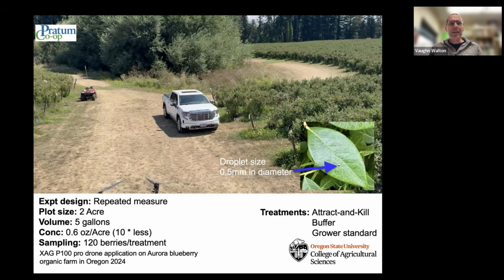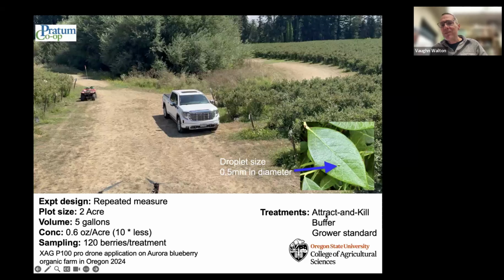We were sampling in the field itself 120 berries in each of those plots, evenly distributed through the plots, and we did that twice a week. And so we would bring those berries back to the lab, look at them on the day of collection, and send the data back to our growers to tell them what the data looked like, helping them decide whether they're going to go and do a full cover spray, whether the attractant kill is working or not. In this case, we were using an XIGP 100 Pro drone at this organic farm here in Woodburn, Oregon last year.